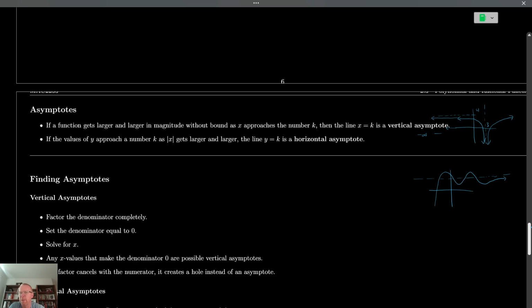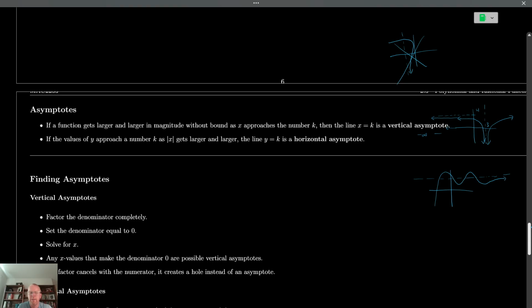With the vertical asymptote, you can probably imagine you can't cross it, because if you crossed it and then came back, now you're failing the vertical line test. And so that doesn't work. So with a vertical asymptote, you're not going to cross it.